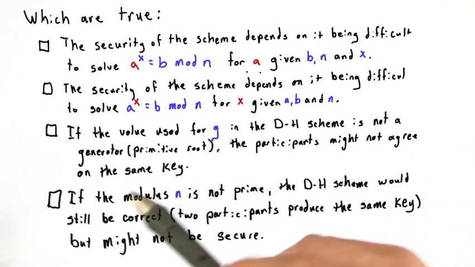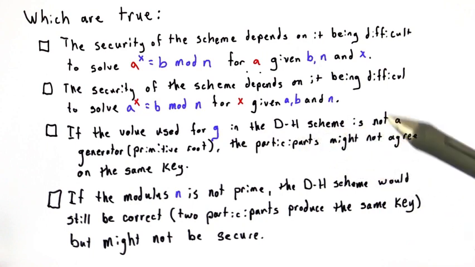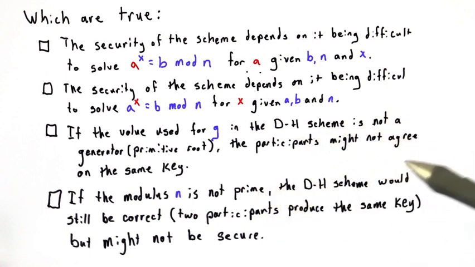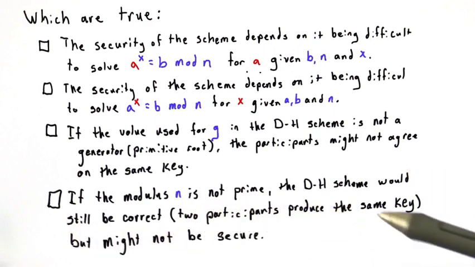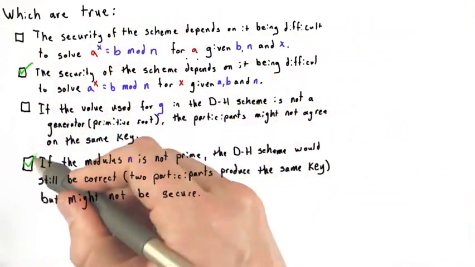The third statement is: if the value used for g in the Diffie-Hellman scheme is not a generator or a primitive root, the participants might not agree on the same key. The last statement: if the modulus n is not prime, the Diffie-Hellman scheme would still be correct, meaning 2 participants produce the same key, but it might not be secure. Check all that apply. For this question, the second and the fourth options are true.